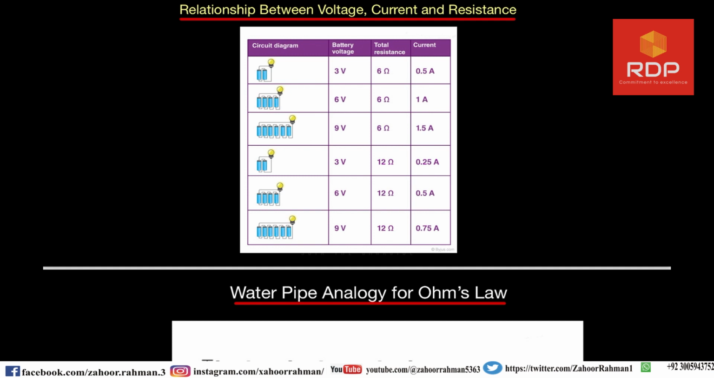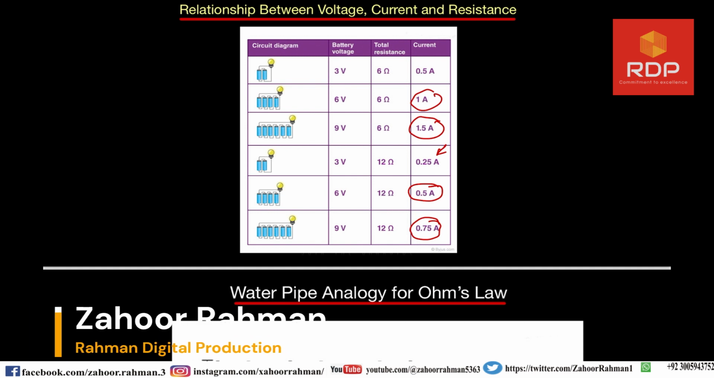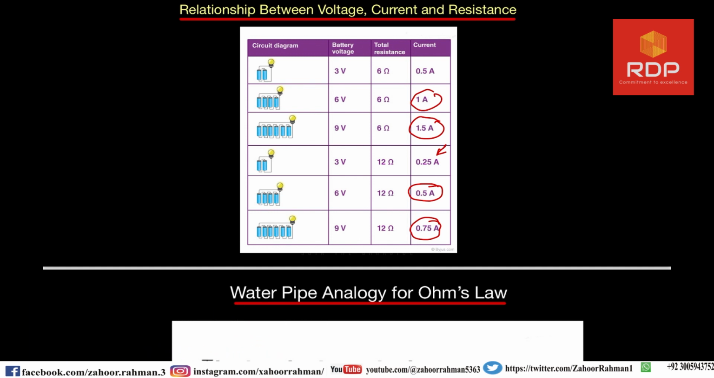Similarly, you can see in the 9. Now, half of 0.5 is 0.25, and half of 1 is 0.5, and half of 1.5 is 0.75 ampere. So if the voltage remains the same but the resistances are doubled, then the current flow will be less, and that is what Ohm's law is telling us.